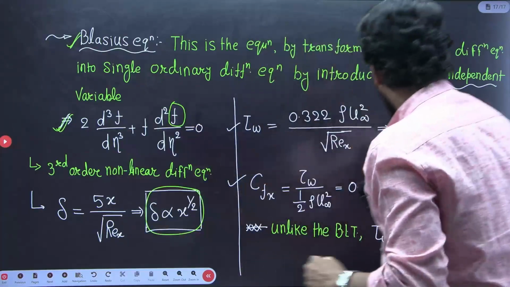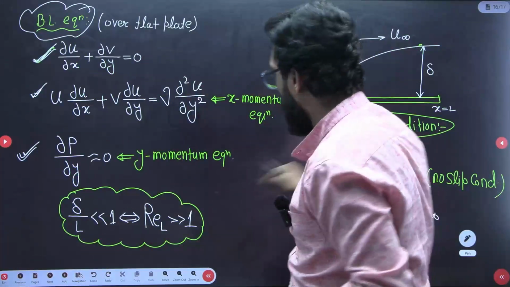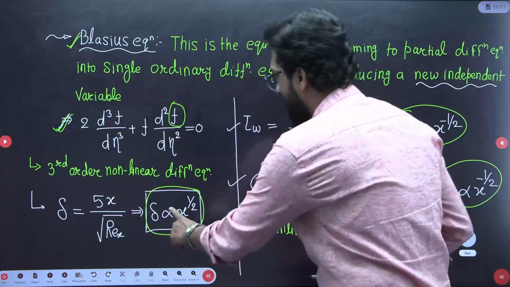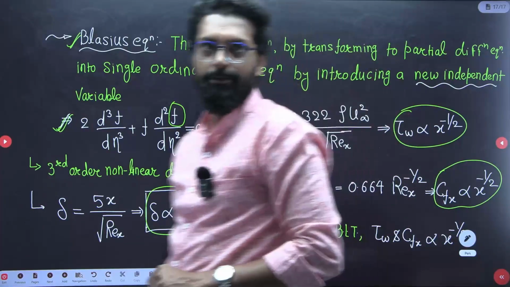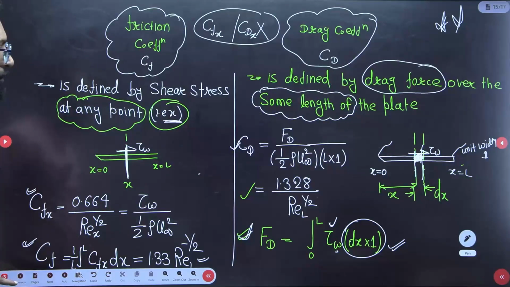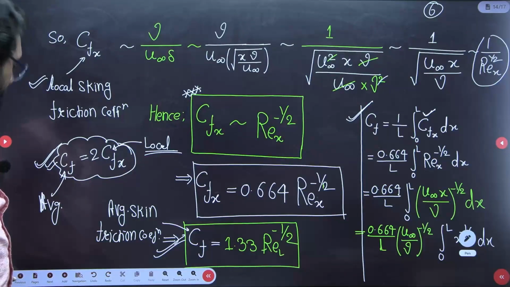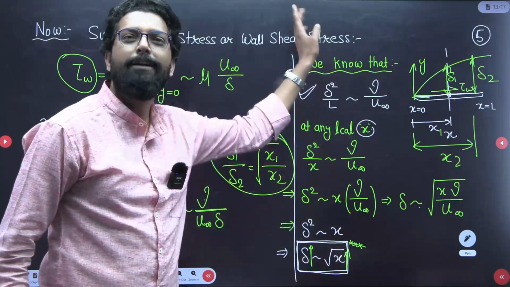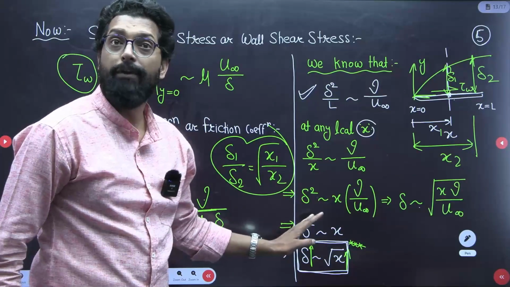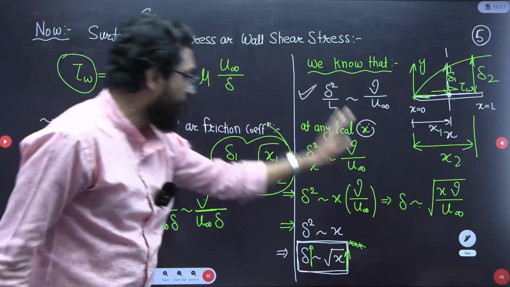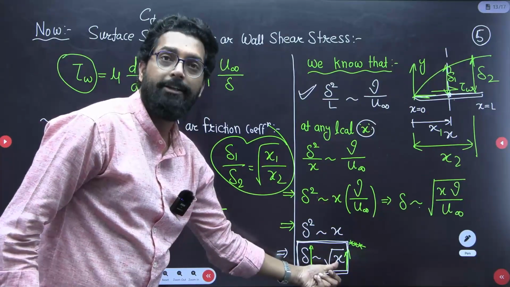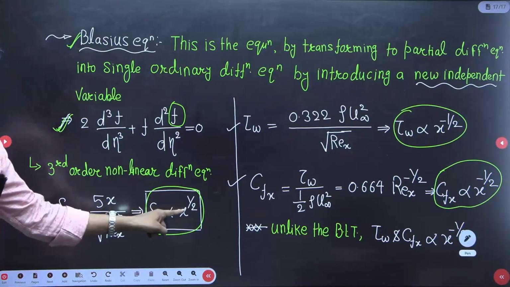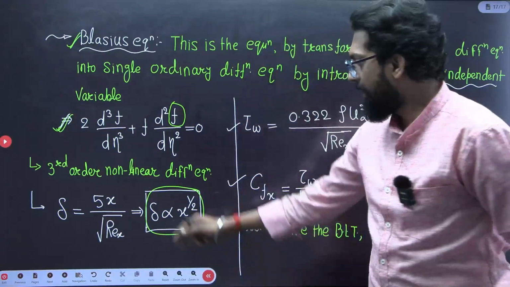So if you apply all these boundary conditions, then you solve to get delta equal to 5x over root Rex. That means delta is directly proportional to x power 1 by 2. Already we proved it without any known equation. See, this is the beauty of order of magnitude. We proved that delta is proportional to x power 1 by 2 without solving any differential equation. Only with the concept of order of magnitude, you get that delta is of the order of x power 1 by 2. Yes, from the equation you can also say that delta goes as x power 1 by 2. So this is the boundary layer thickness.